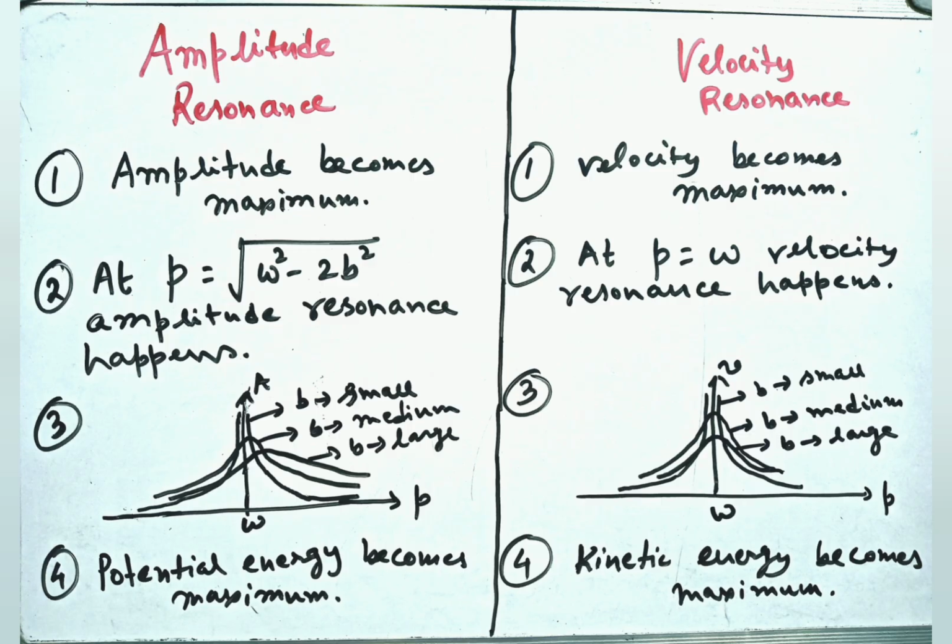Now the fourth point you can write: for amplitude resonance the potential energy becomes maximum, and for velocity resonance it is related to kinetic energy, so kinetic energy will be maximum. Now this question is very important for your exam purpose, so please note it down very carefully.